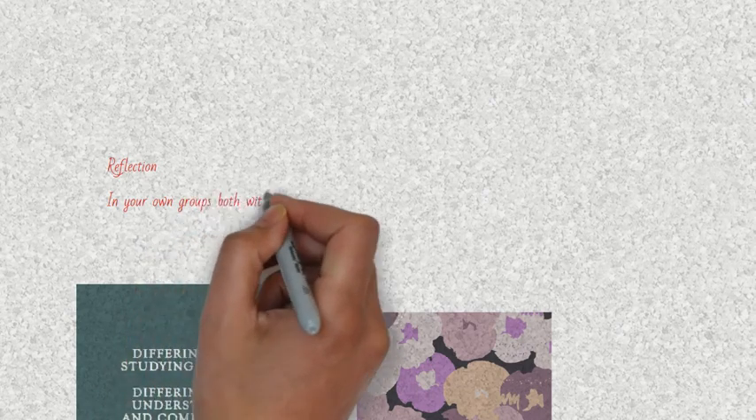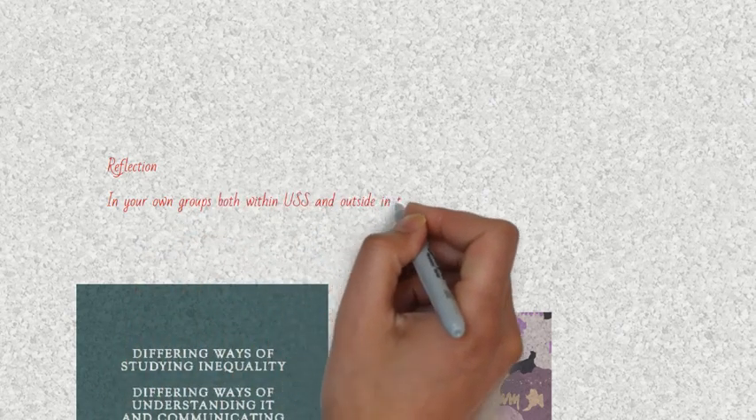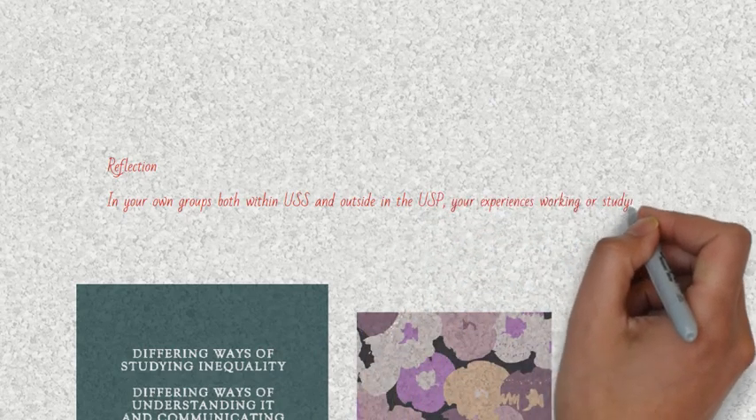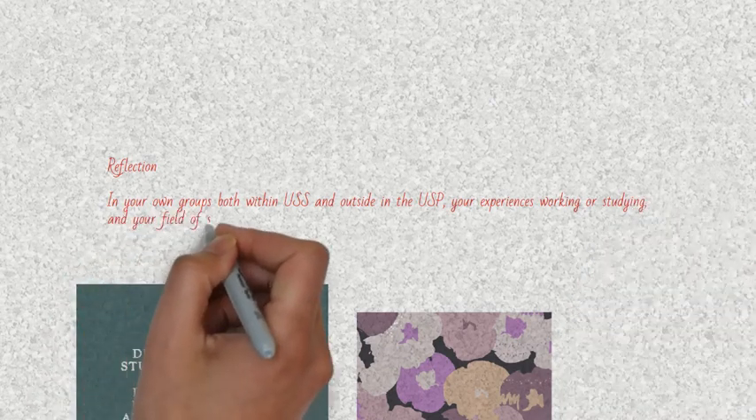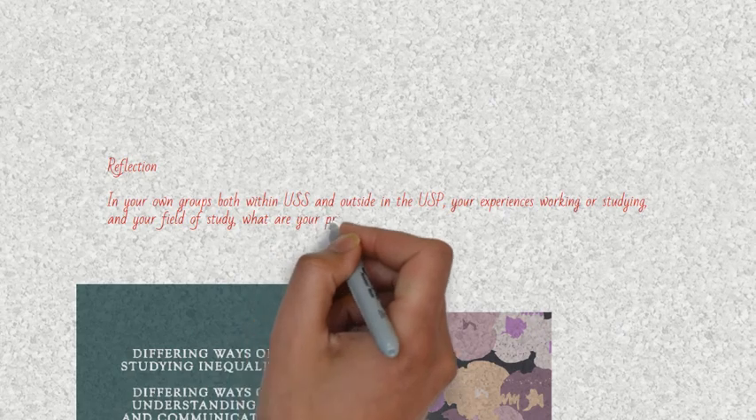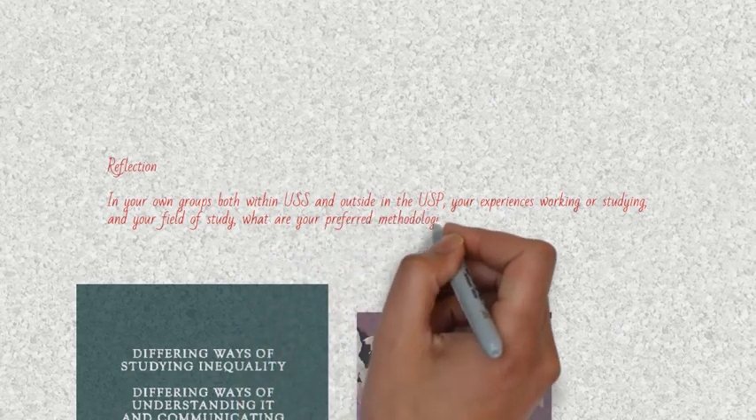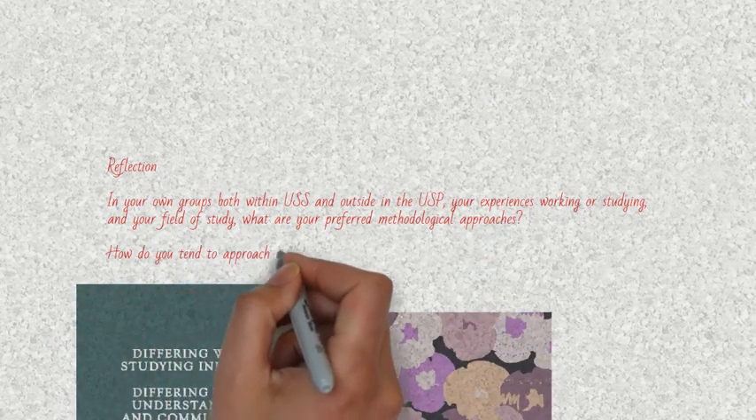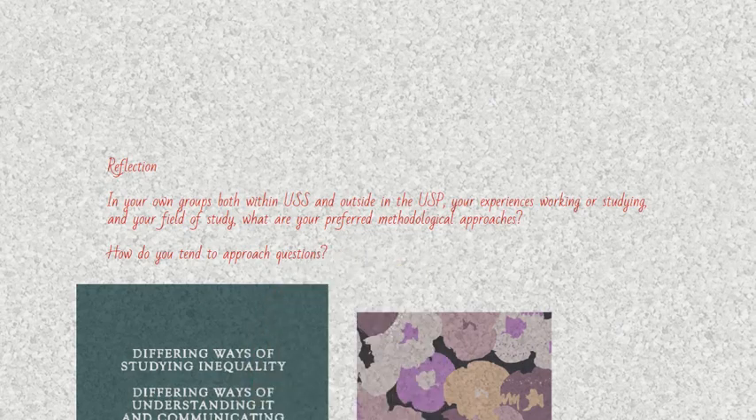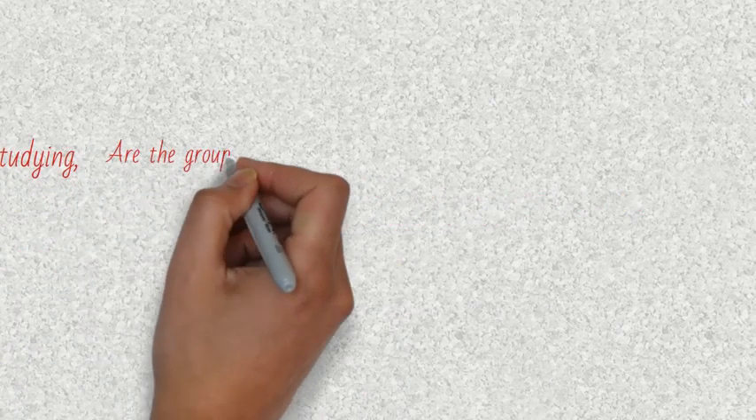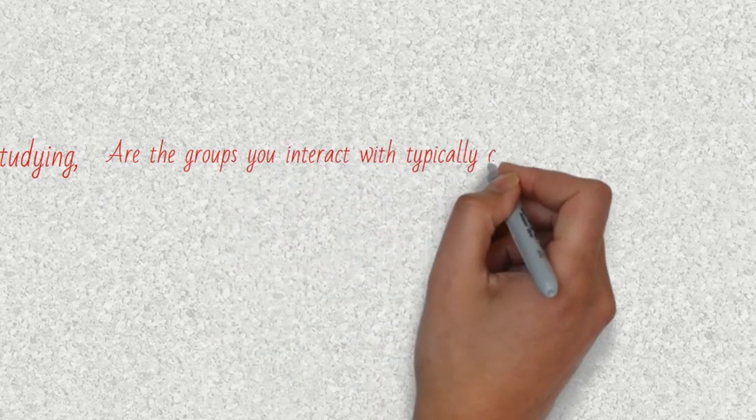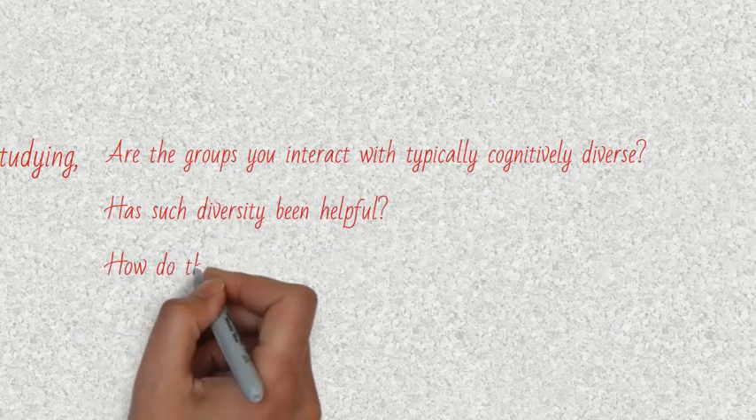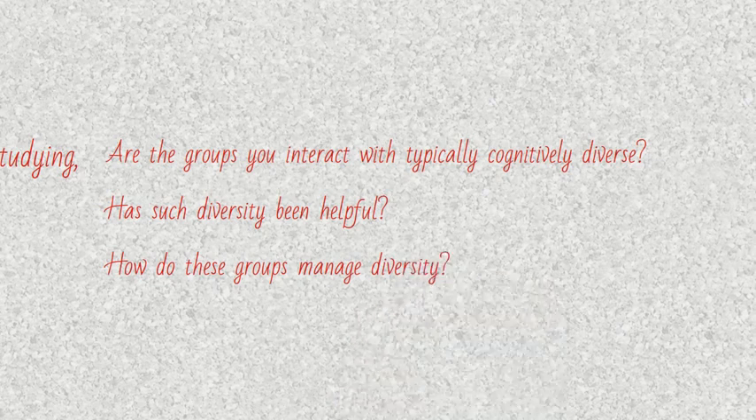In your own groups, both within USP and outside, your experiences working or studying outside the university, and your field of study, what are your preferred methodological approaches? How do you tend to approach questions? And here are some other questions to ponder. Are the groups you interact with cognitively diverse? Has such diversity been helpful? How do these groups manage diversity? And now you might have a bigger question. Why bother thinking about cognitive diversity in the first place?